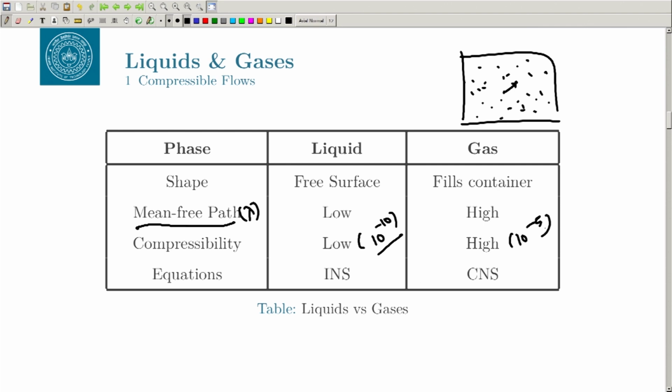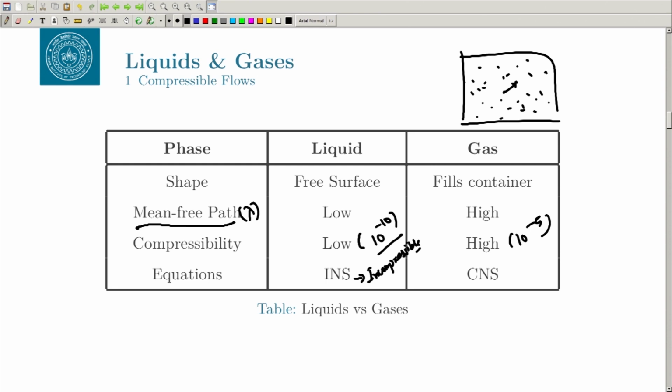Typically, because the compressibility is very low in liquid, the equations that we employ are the incompressible Navier-Stokes equation. Remember one thing, there is no fluid which is truly incompressible in nature. Whenever you apply a force, it will change the density, but the change in density is so low that you can ignore it for all practical purposes in getting the essential dynamics that you want.